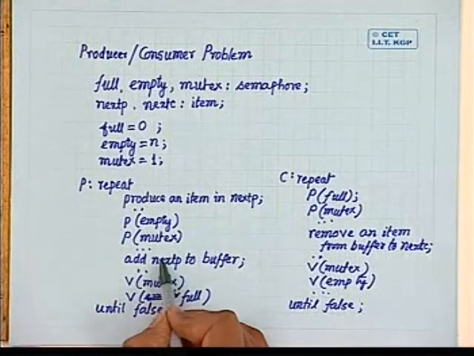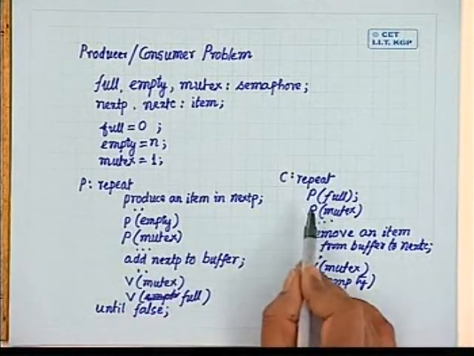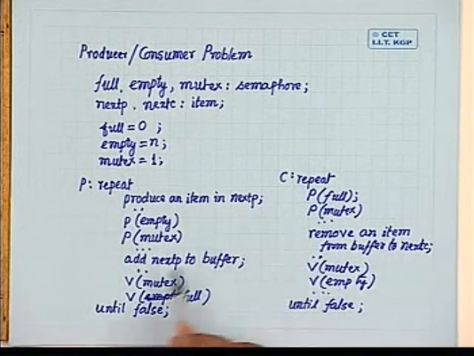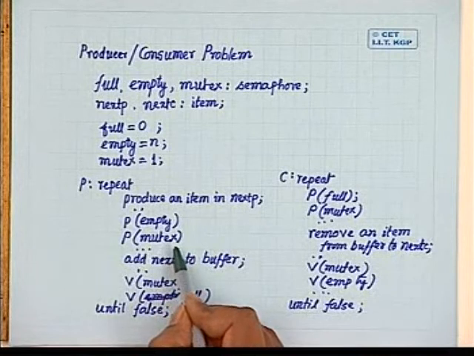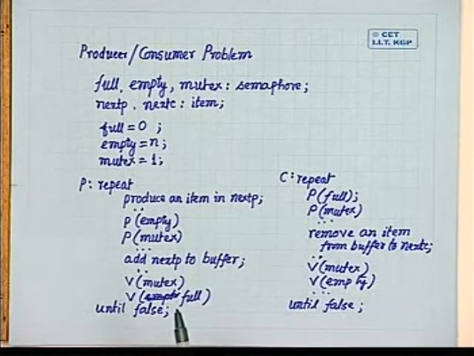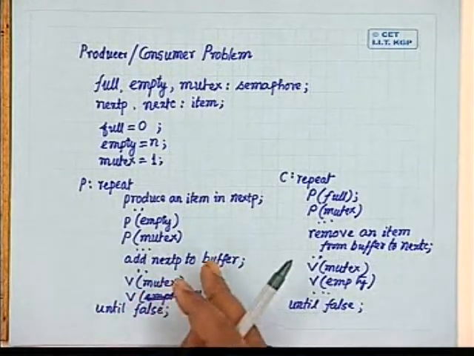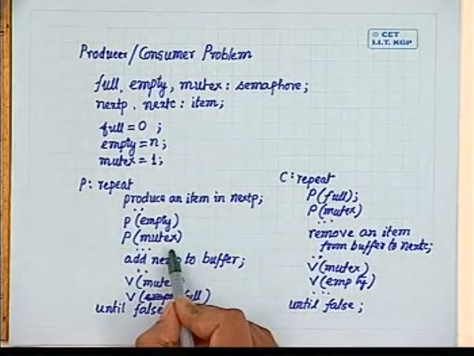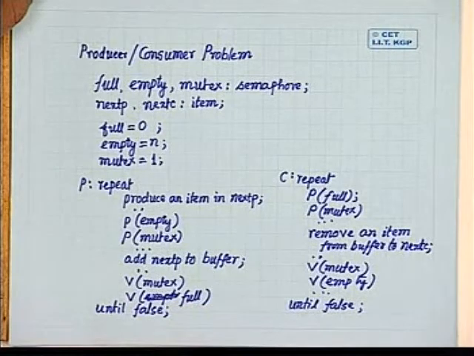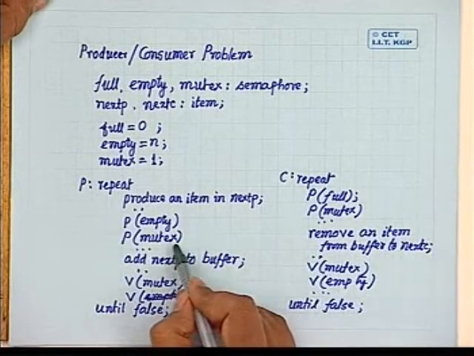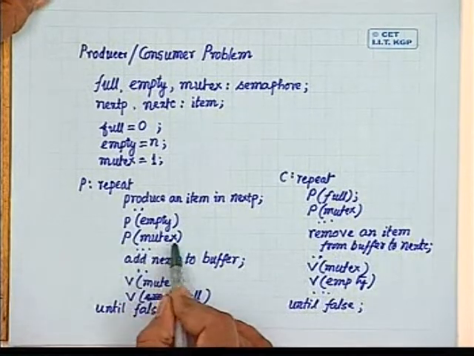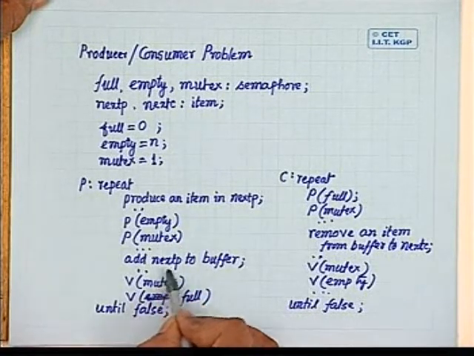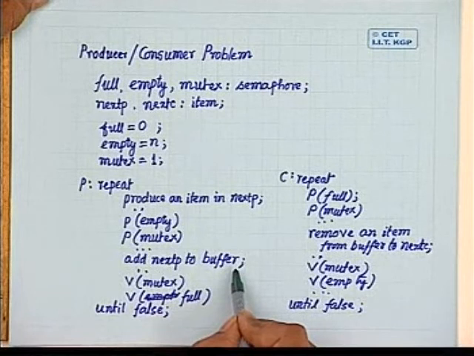allows only either the producer process or the consumer process to access the buffer at a time. So it maintains the mutual exclusion of the buffer. Both the producer process and the consumer process cannot access the buffer at the same instant of time. That is ensured by this mutex semaphore variable, right? So after that, if P mutex is also successful, this next P, the item will be added into the buffer.